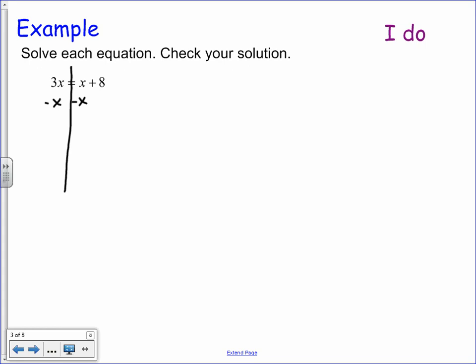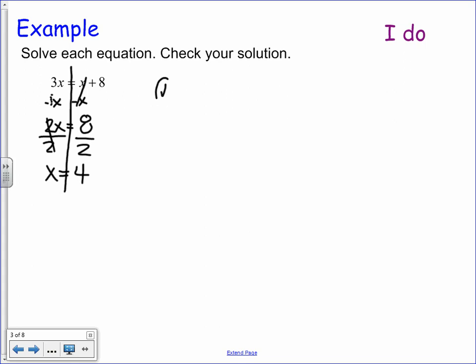Okay, so I'm going to take this x and move it left, and how I do that is I subtract it. And those cancel, so now I have 3x minus x is 2x. Remember, there's that sneaky little one here. And I'm going to drop down my 8. Then I divide by 2 on both sides, and I get x to equal 4.